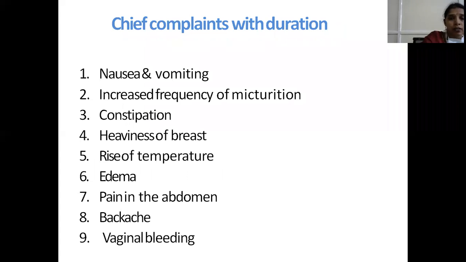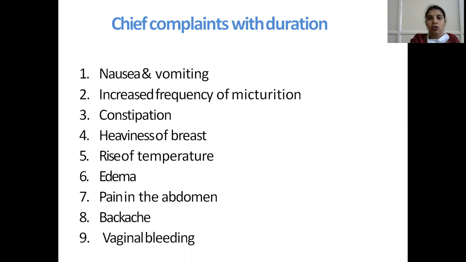Now, the chief complaints. In the first antenatal visit, she may not come with all these complaints, but in each visit she might come with some of the complaints, or she might not come with any complaints. These are the usual complaints in the regular antenatal visits. In the first trimester, the most common complaint is nausea and vomiting. The second one is increased frequency of micturition. I will explain about these things in detail in the next slides. These may not all be present; one or two of these complaints will be the frequent ones we see in the antenatal visits.